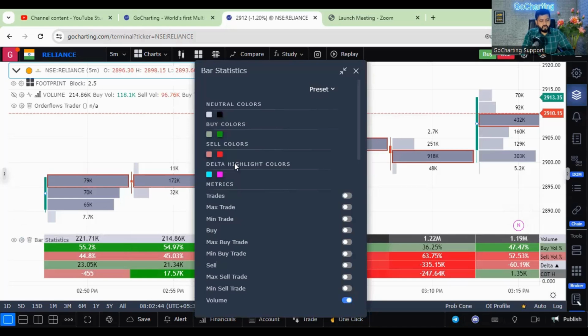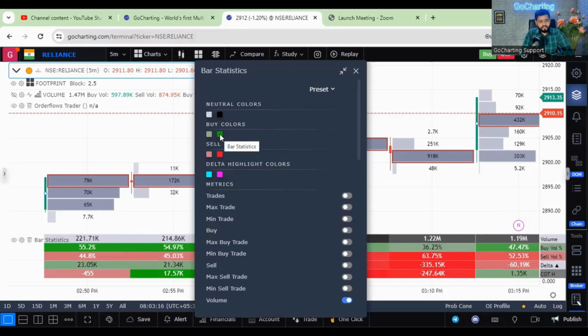Now let's talk about buy color and sell color. This is for those metrics which involve buy and sell, for example, delta or buy volume percent, sell volume percent. For sell color, if it is a light sell or a small sell, it will be in light red, and if it is a heavy quantity sell, it will be in dark red. Similarly, for buy, if it's a small buy quantity, it will be in light green, and if it's a heavy buy quantity, it will be in dark green.